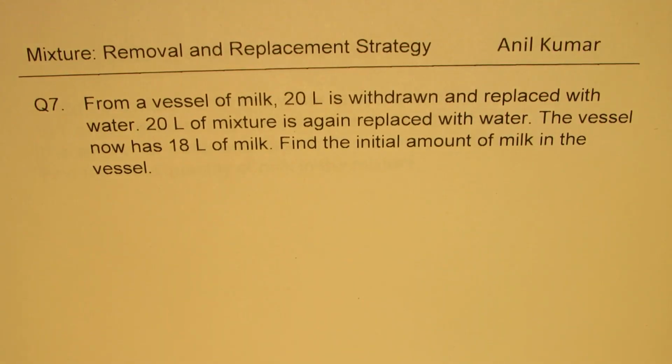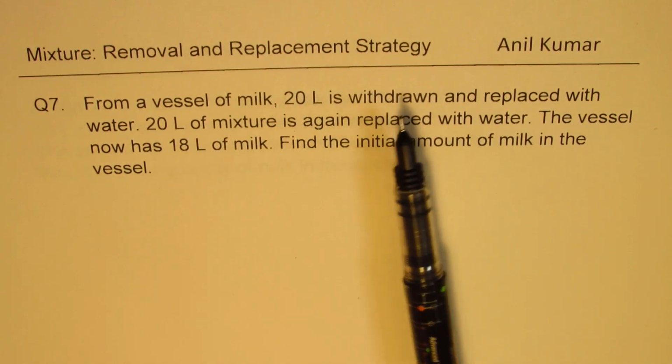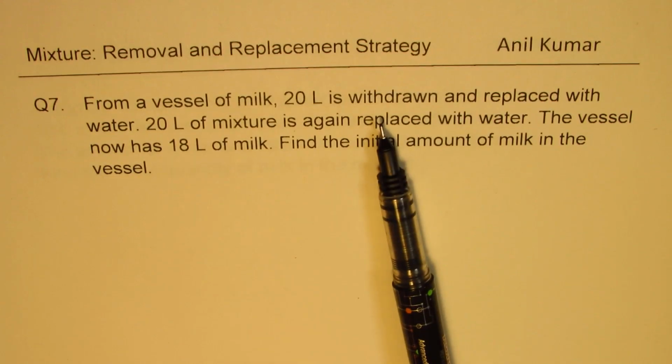Now here is question number 7, which says, from a vessel of milk, 20 liters is withdrawn and replaced with water. 20 liters of mixture is again withdrawn and replaced with water.